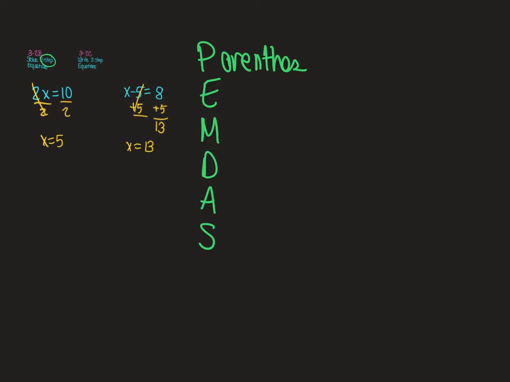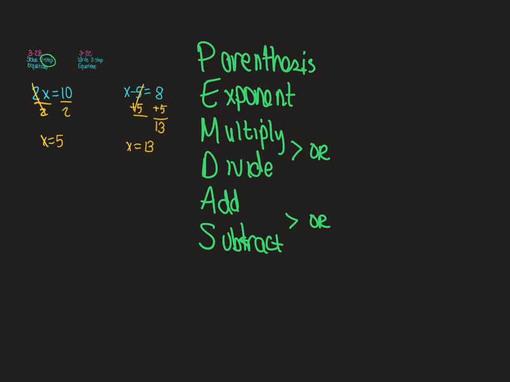P stood for parentheses. E meant exponents. M was multiply, D was divide, whichever one came first, multiply or divide. Add and then subtract, whichever comes first, add or subtract. When we're solving equations, we're going to go backwards of PEMDAS. So we're going to start at the bottom and work our way up, which means our first step is to add or subtract. When we're doing the actual problem, P is our first step, and we work our way down.